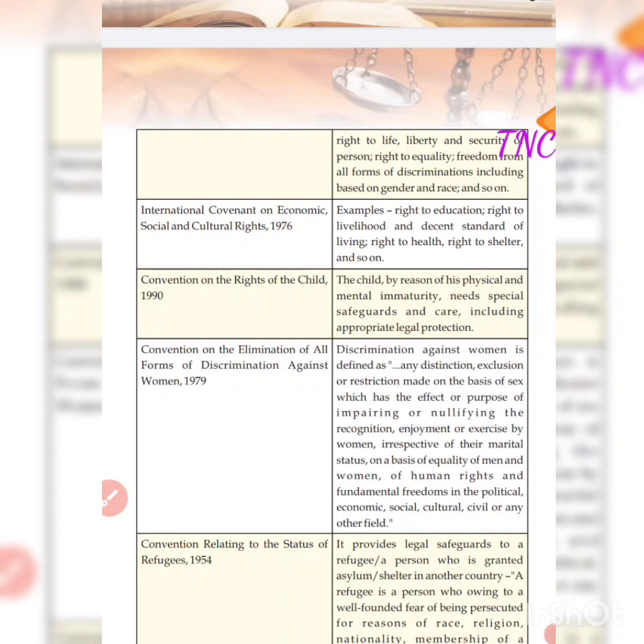All these things. Convention on Rights of Child 1990, the child by reason of his physical and mental immaturity needs special safeguards and care, including appropriate legal protection.